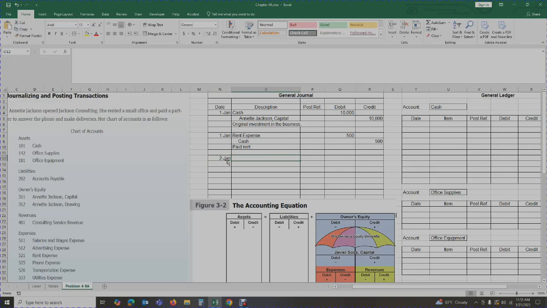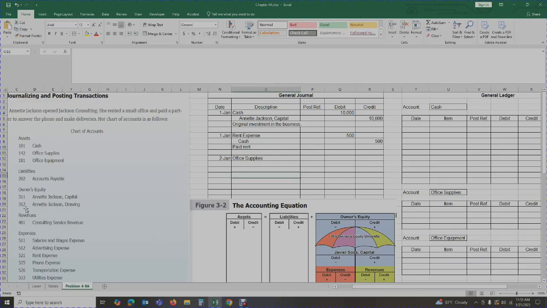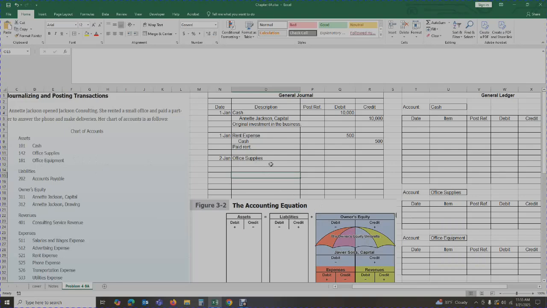So what did you purchase? The problem says we purchased office supplies. Now you can only use the accounts listed right here. You cannot make up the accounts, guys. The accounts have to be listed here. Office supplies is listed. It has to be spelled the same way, and all of the accounts need to be included. So what did we buy? We bought office supplies of $300. Now we bought the office supplies on account, which means we have not paid for the office supplies.